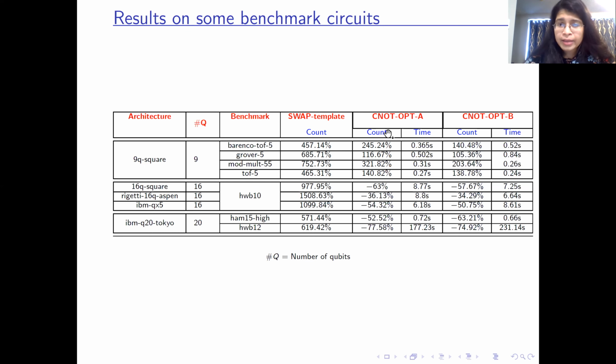CNOT opt A is the name of our algorithm as it is in our paper, which uses the first kind of slicing, and CNOT opt B uses the second kind of slicing. These are the overheads we have. In some cases, it reduces because it's possible to do some optimizations.